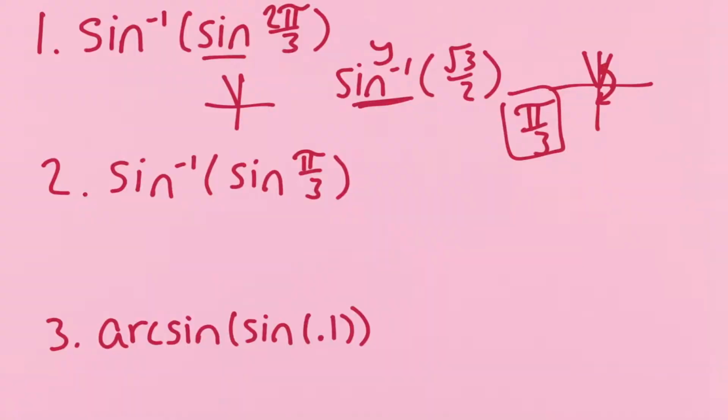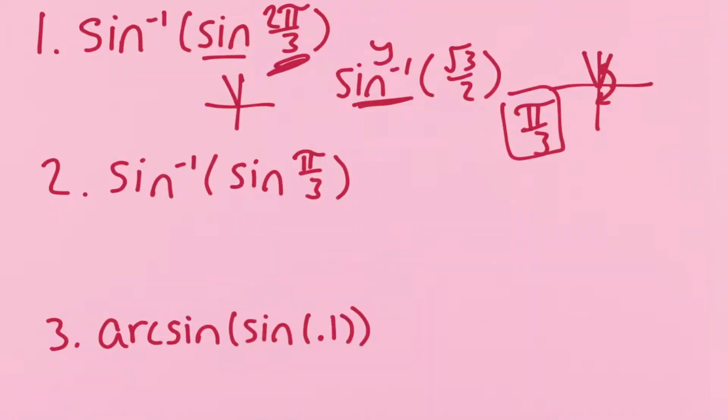When we have inverse or arc on the outside, like we do in these problems, you can only cancel when the angle is within the restricted domain. So 2 pi over 3 wasn't in the restricted domain of sine, which is negative pi over 2 to pi over 2, so we had to do it the longer way. Pi over 3 is, so it will end up canceling.